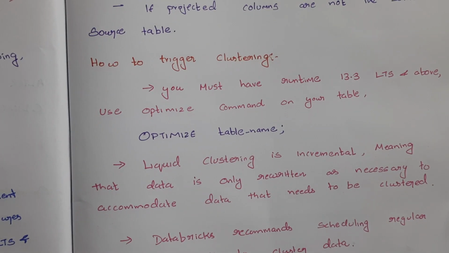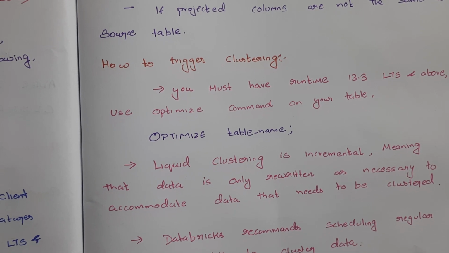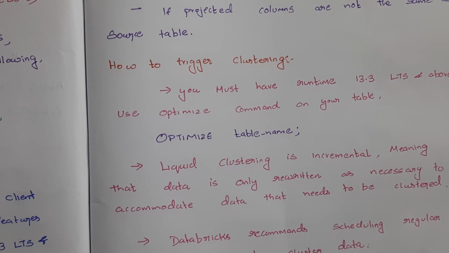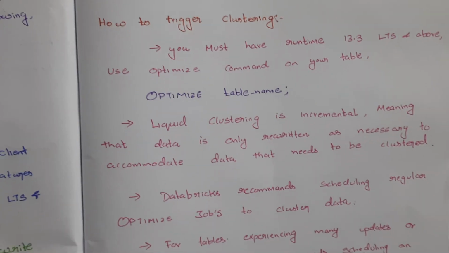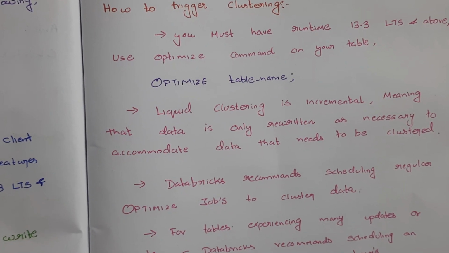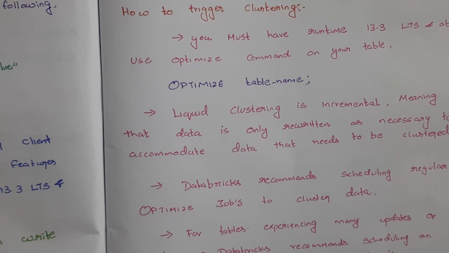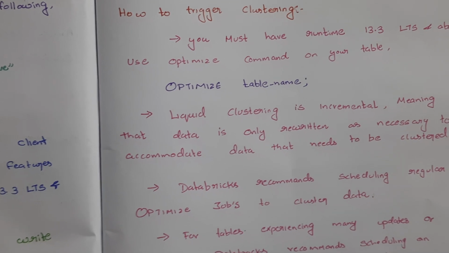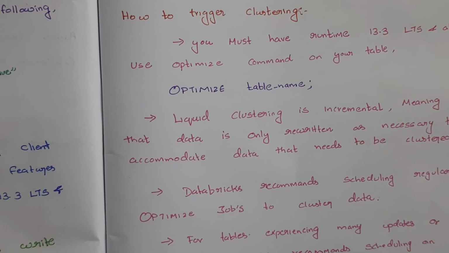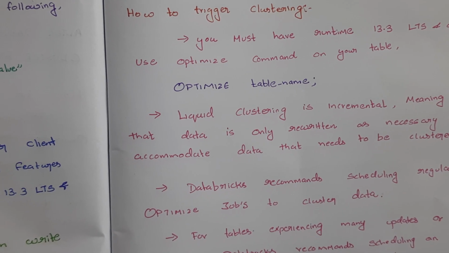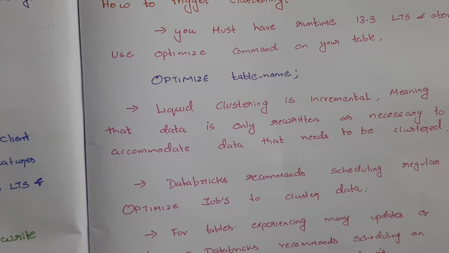How to trigger the clustering? You must have runtime 13.3 LTS and above, and you have to use the OPTIMIZE table name command to trigger the clustering. The liquid clustering is incremental, meaning that if you run OPTIMIZE, it won't cluster all the history of data in the table. It will cluster only the incremental data which is newly added to the table since the checkpoint, when the last optimization was done.